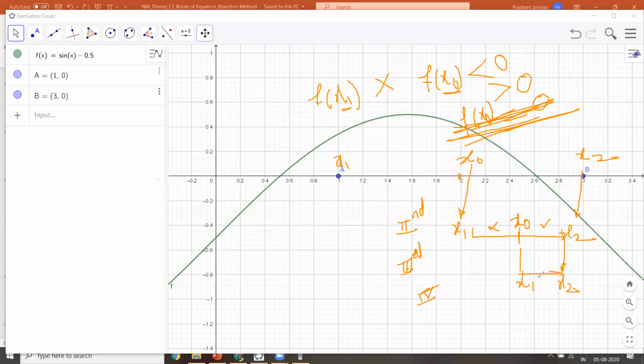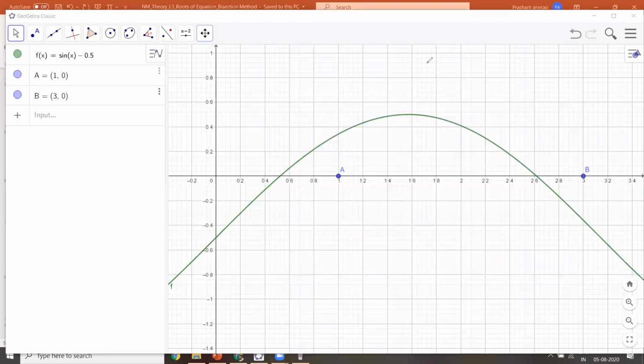So again I'll calculate x0. How do we calculate x0? x0 is nothing but x1 plus x2 whole divided by 2, and we proceed like this until we hit some stopping criteria. Okay, I hope the procedure is a little more clear to all of you. So we'll go back to our procedure presentation.